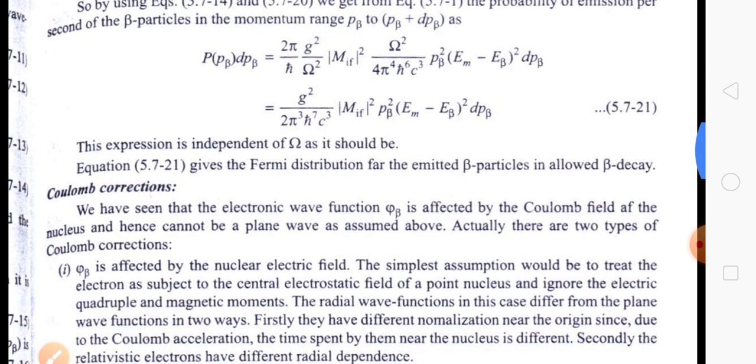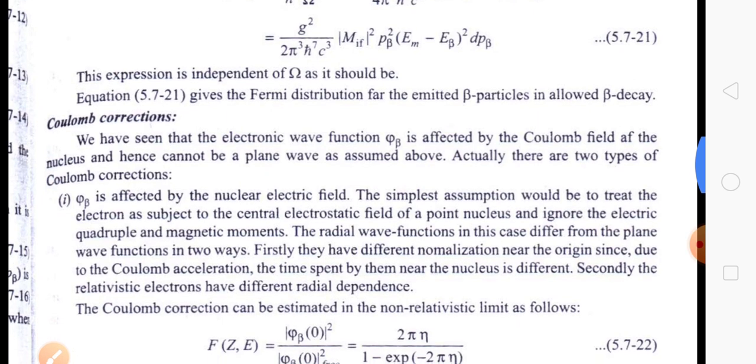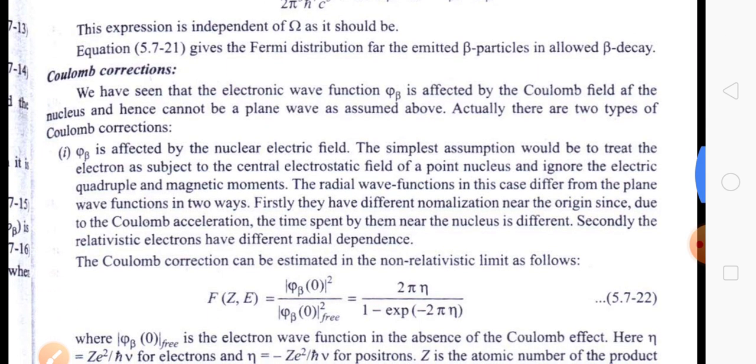Now let us discuss the Coulomb corrections of the Fermi distribution of the emitted beta particles. We have seen that psi_beta is the electronic wave function and psi_nu is the neutrino wave function. The electronic wave function is affected by the Coulomb field of the nucleus and hence cannot be a plane wave as assumed above.